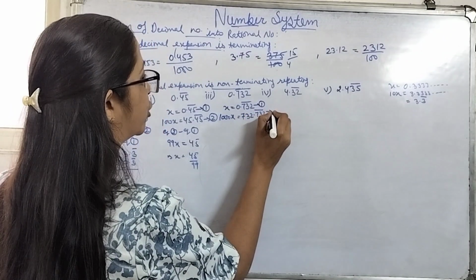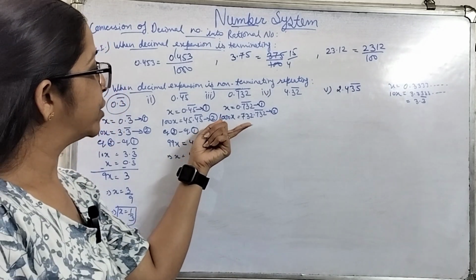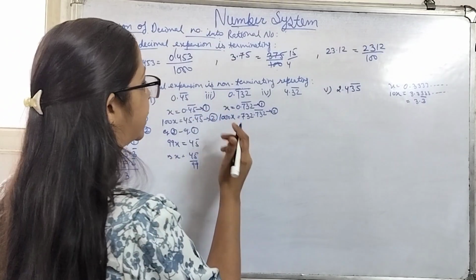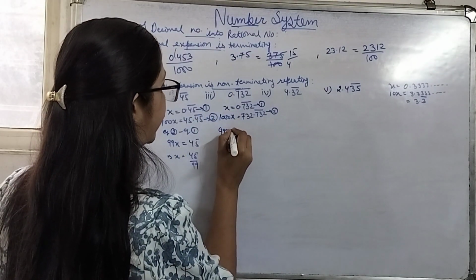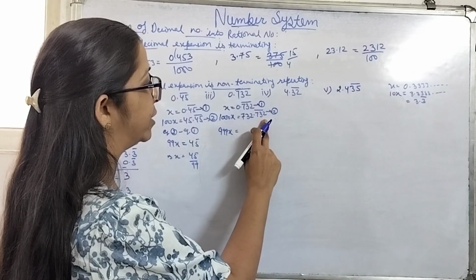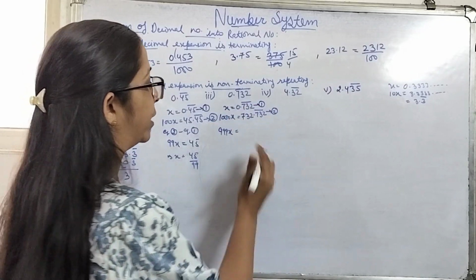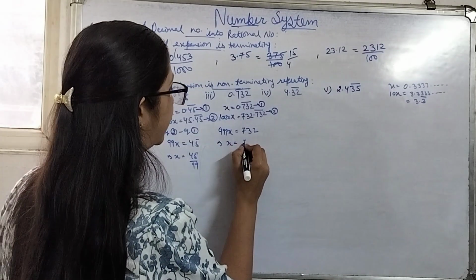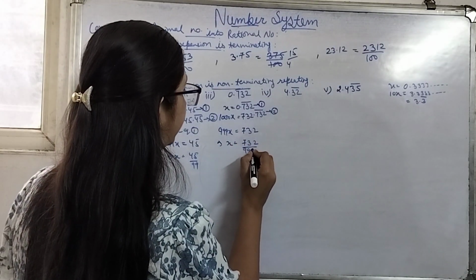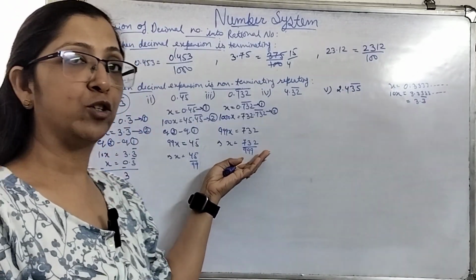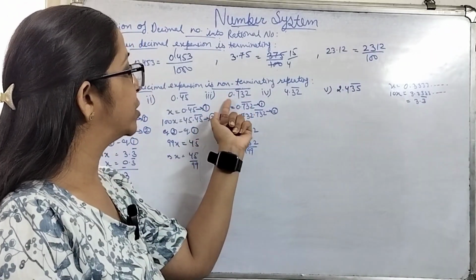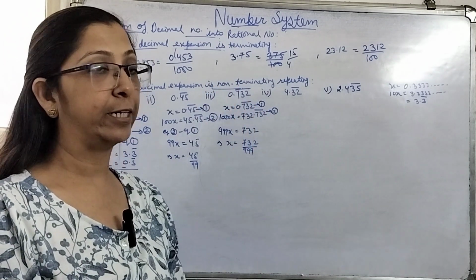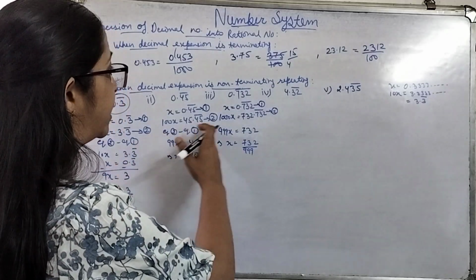732.732 bar. This is your equation number 2. Now, from equation number 2, if we subtract equation number 1, it will be 1000x minus x, that will be your 999x is equivalent to 732.732 bar minus 0.732 bar, that is 732, and the value of x will be 732 divided by 999. So this is your representation in terms of a rational number. The decimal representation was 0.732 bar, and this can be represented as 732 over 999 in terms of a rational number. So these are the simple cases.